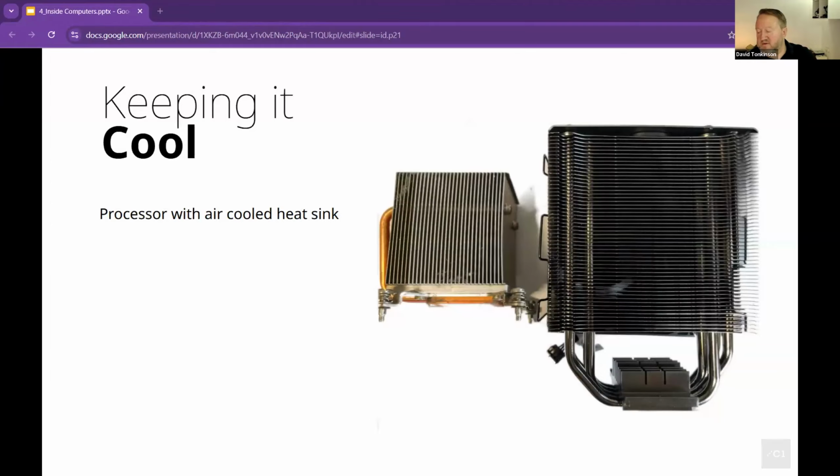So there's a couple of examples of heat sinks. Obviously, it depends on which processor you've got. If you've got a big processor, you buy a big heatsink. If you've got a little processor, you don't need so much, so you can get a small heatsink.